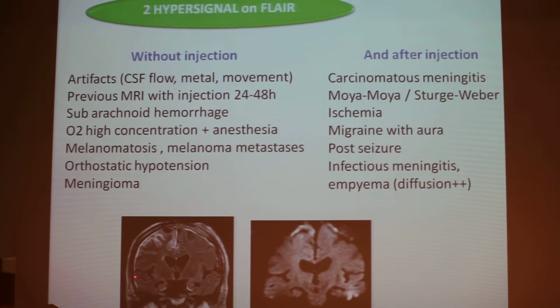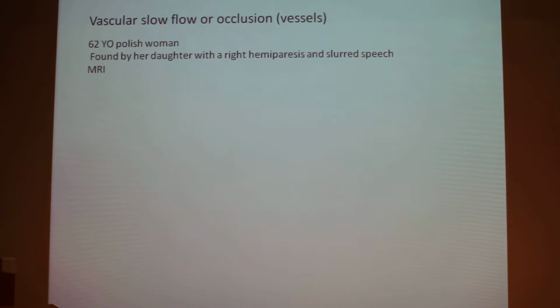You have the hypersignal of the dural reaction, the pus that is here, and the reaction of the cortex that is edematous, and diffusion. And don't forget diffusion. In any case of infection, on diffusion you have this high signal of the pus that is just collected in the subarachnoid space.